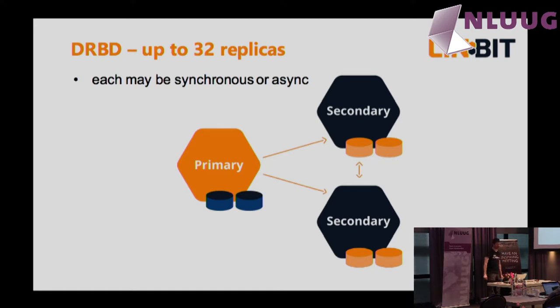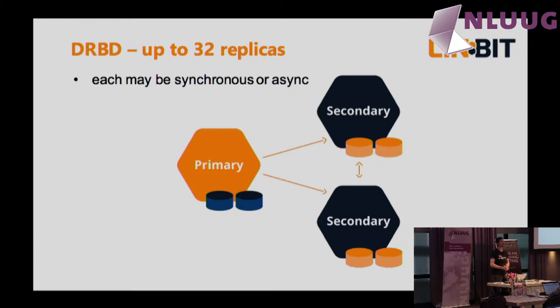So I already mentioned that up to 32 replicas per resource. You can create multiple resources. And then obviously you could create larger systems than that because one of your resources can be connected to 31 other nodes on this side, and another resource on the same system can be connected to another 31 other nodes on another side. So you can create very large setups with that.